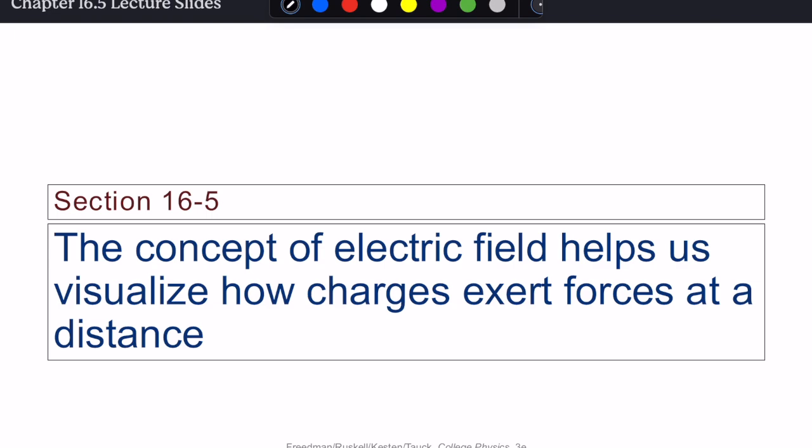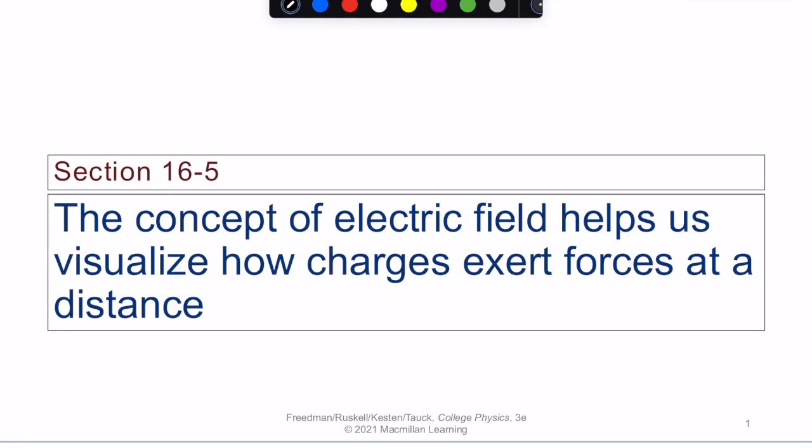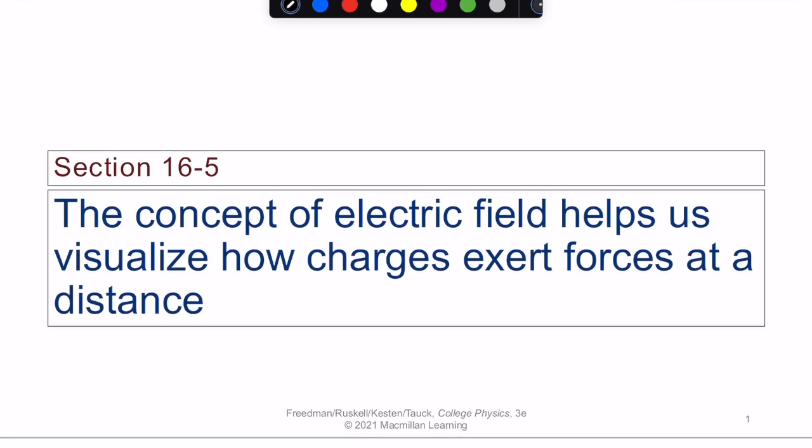So now we're going to get a little more conceptual again. All right, so 16.4, really quantitative. 16.5, a little bit more conceptual. So we are going to talk about the notion of the electric field and how it helps us visualize the way charges exert forces on each other.